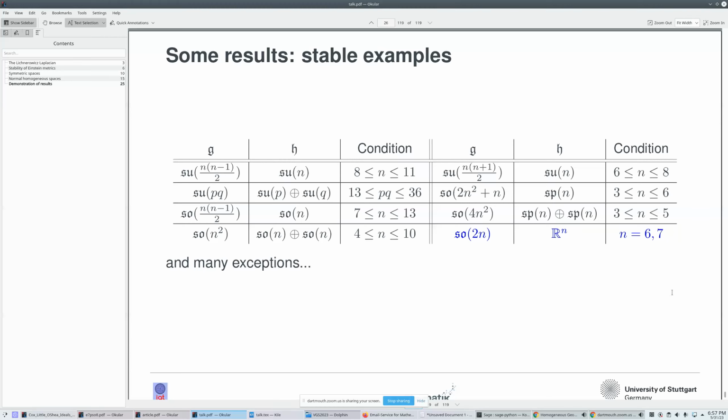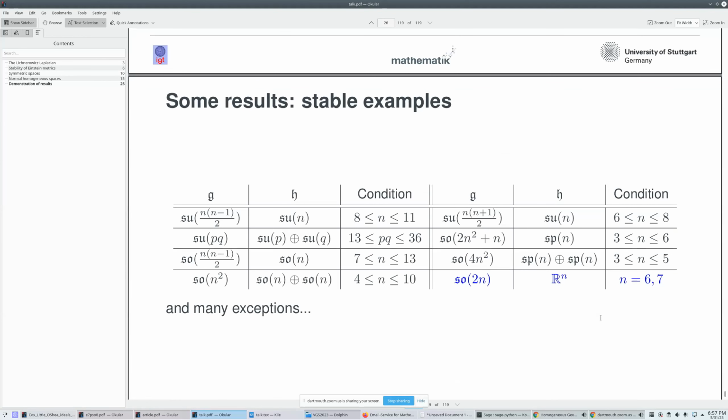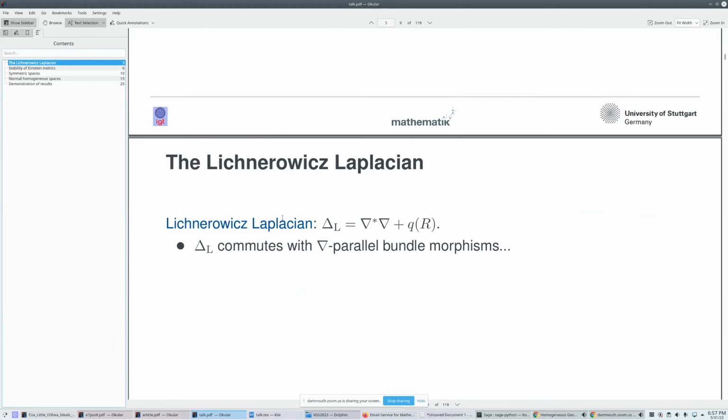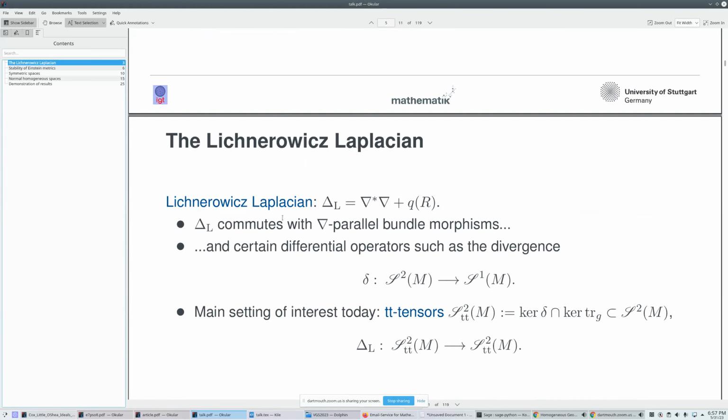There's a question in the chat, just a small question on the notation tt on the tensor, on the subspace for divergence and trace free. Just wondering why tt was the question in the chat.